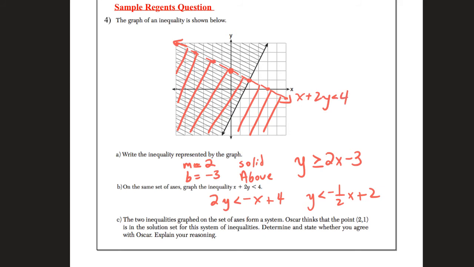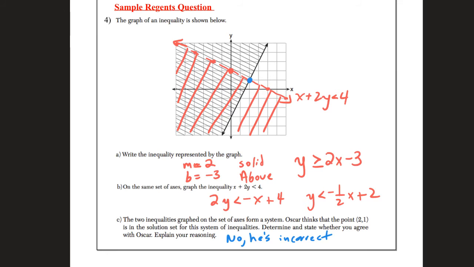Oscar thinks (2, -1). So let's plot that. That's right there. Oscar thinks (2, -1). Is he correct? Do you agree with them? So Oscar is incorrect. He should have listened to Angela and Kevin. No, he's incorrect. (2, -1) is at the intersection of the two lines.